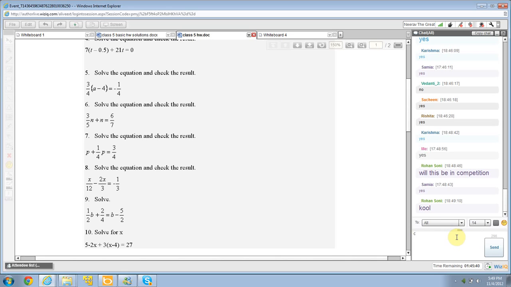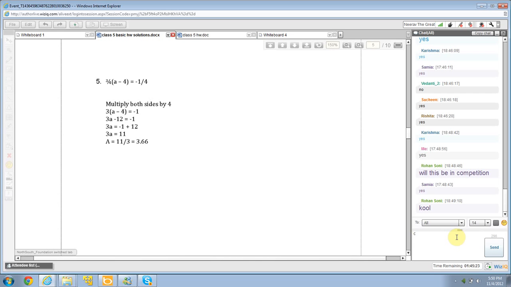Here we go. So solve the equation and check the result. Oh, if you check the result from the last one, it'll be -1/4. Okay, so we can just skip the checking because it's not necessarily required. So 3/5 n plus n is equal to 6/7.